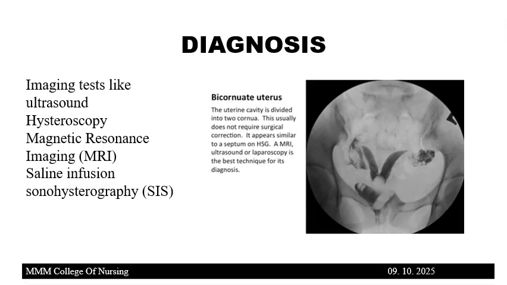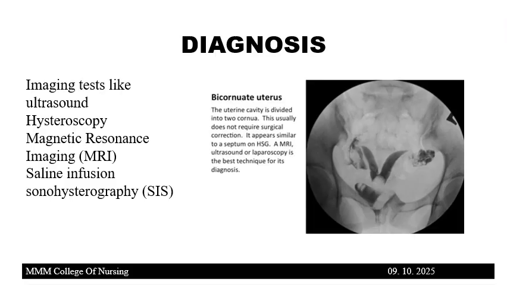So they basically inject a dye into the cervix, that is HSG, hysterosalpingogram. Basically they inject a dye into the cervix and see where the dye travels through the radio imaging. So that shows you the exact margins of the inside of the uterus. If there is any septum, you can see it clearly. So that is what is given in the picture, that the uterine cavity is divided into two cornua.